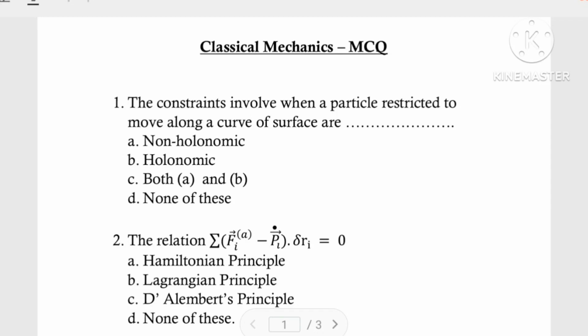We are going through MCQ questions from the section of classical mechanics. The first question is: the constraints involved when a particle is restricted to move along a curved surface are... four options are given. Non-holonomic, holonomic, both A and B, none of these. The answer is holonomic. Option B, holonomic, is the right answer.